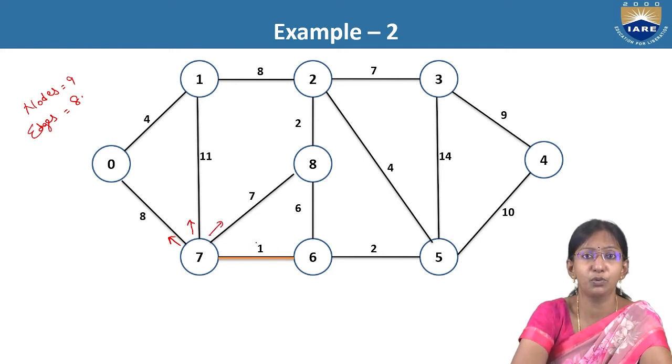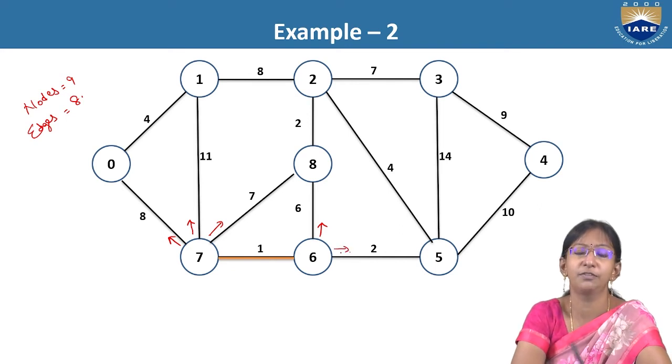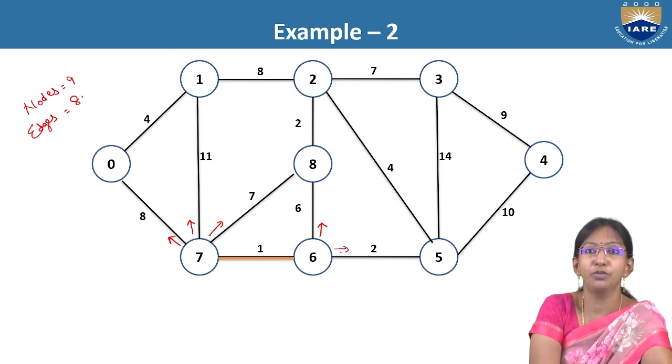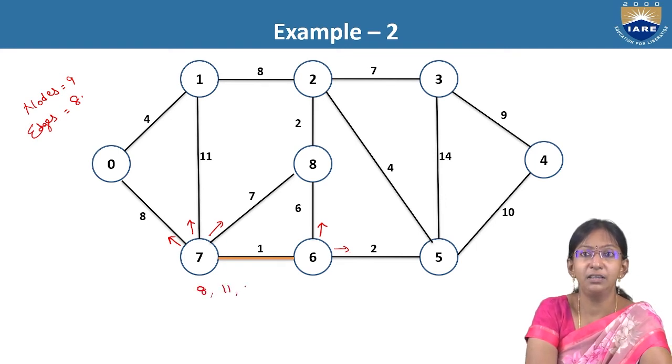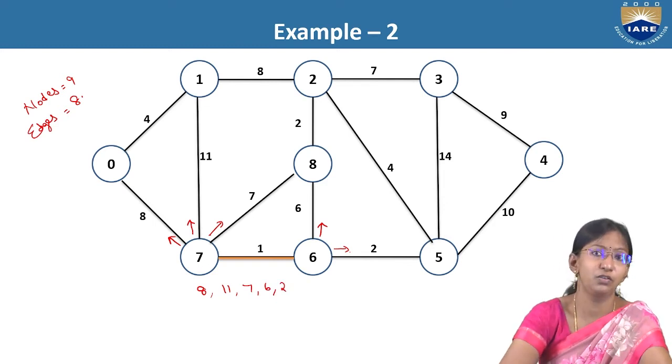When you're talking about 7, coming to the point of 6, you have an edge towards 8 and an edge towards 5. So I have 5 options. Let me collect them: 8, 11, 7, 6 and 2 are the weights. Which one is the least one? 2 is the least one.